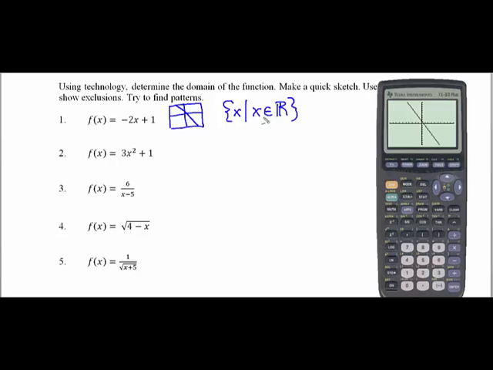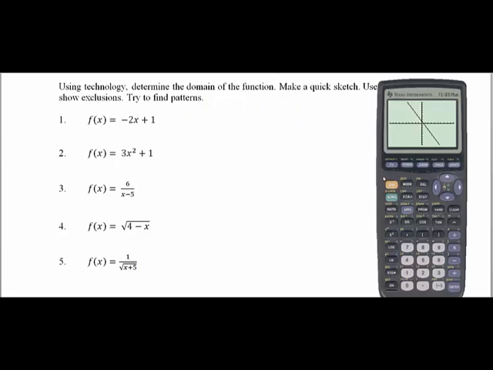So x is an element of the real numbers, and this is a way to say that x is all real. We use this little x knocking on the door because this is an infinitely big set, and that is pretty straightforward when you have a straight line. If it's horizontal, increasing or decreasing, you're going to have all real numbers. It just can't be vertical, and that's exactly what we have here, a nice linear graph.